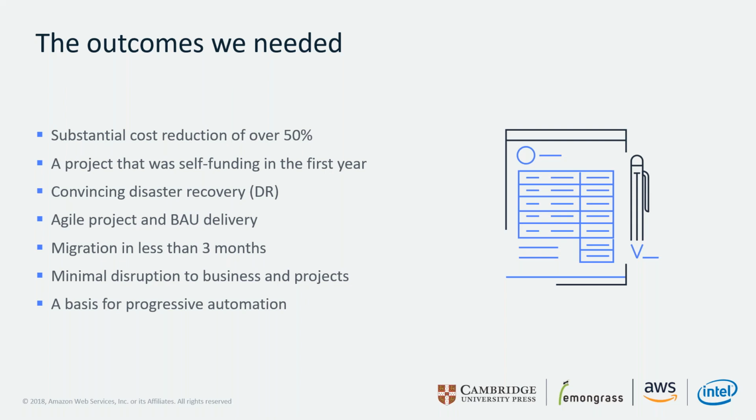I hang my head in shame to say, yeah, we kind of knew we could recover from a disaster, but fingers crossed we would never have one. And we wanted it to be agile with business as usual delivery. As I said, migration in less than 3 months. And the other key thing was minimum disruption to the business and the projects. We didn't want to have to take our SAP estate down for a week, 10 days while we migrated it. And then also looking forward, getting into progressive automation, as it says there.